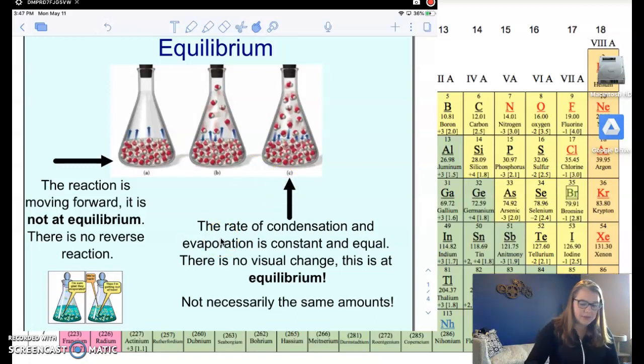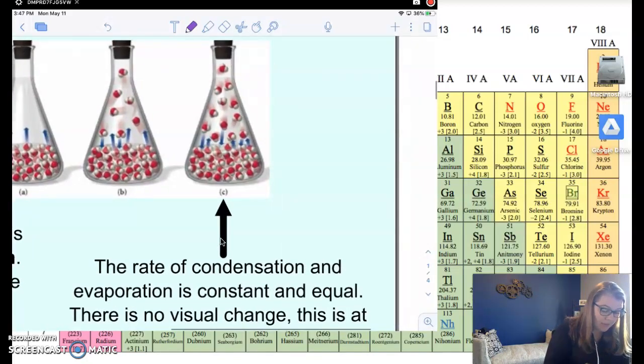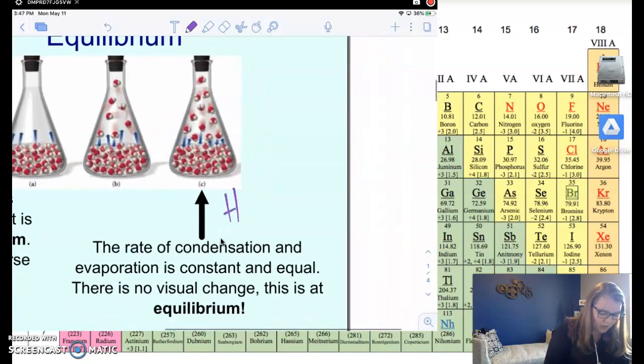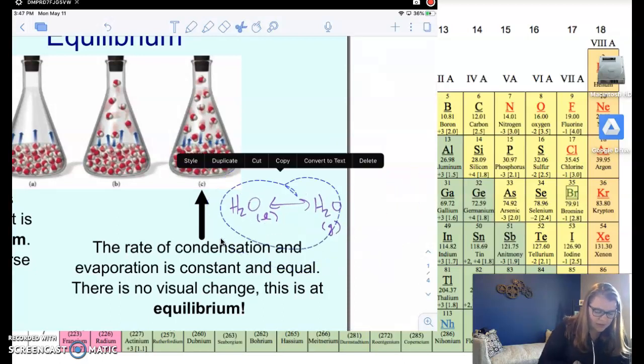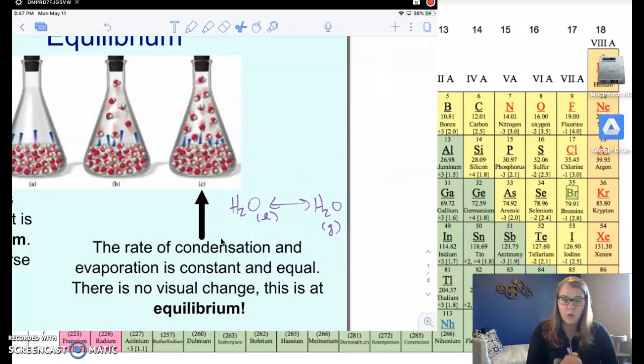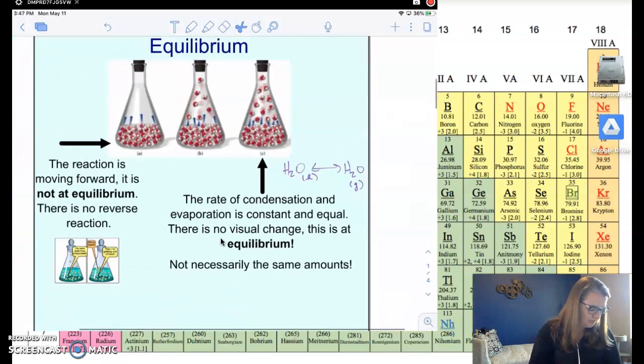So if I'm going to write out this equation of water evaporating and condensing, maybe a better way to write it out would be to go water, liquid, double arrow, water, gas. So that's where that double arrow comes into play. So basically the forward and the reverse reaction. So water vaporizing and evaporating, and then the water recondensing as such.